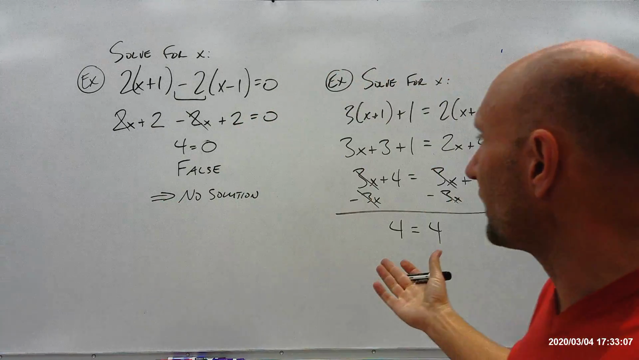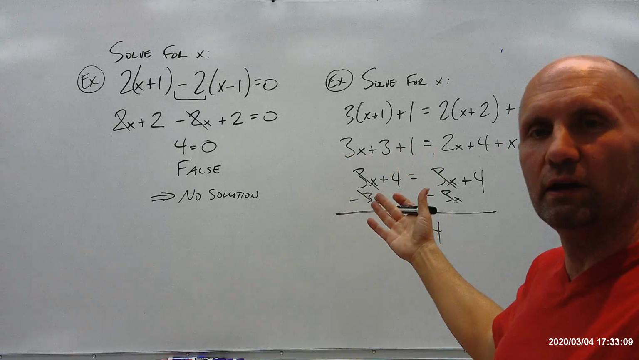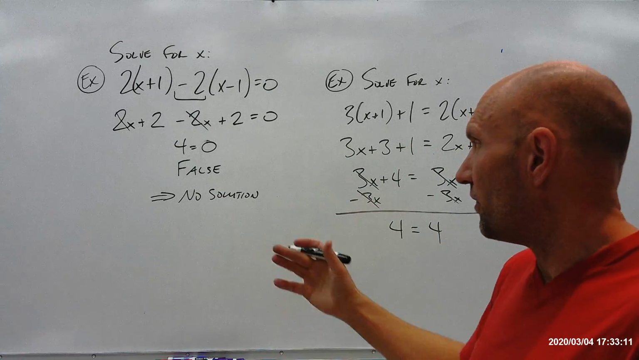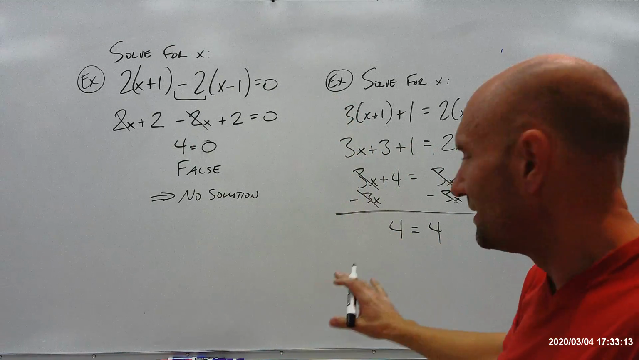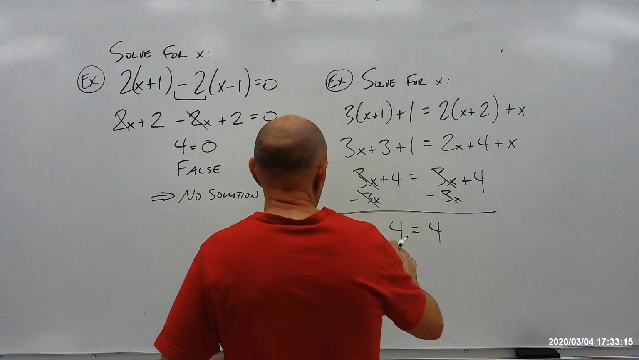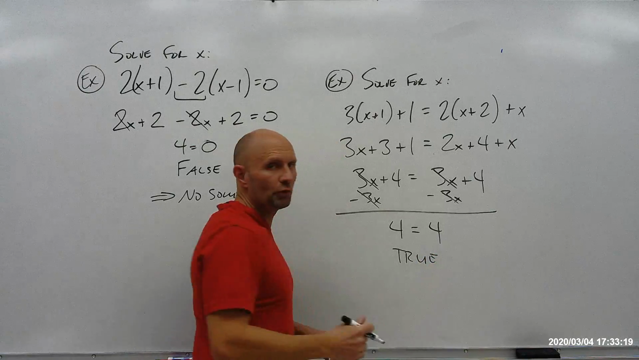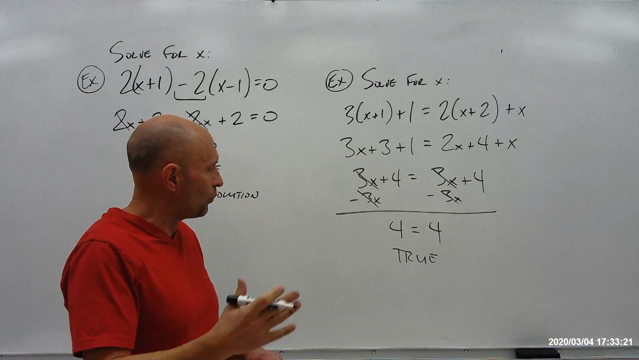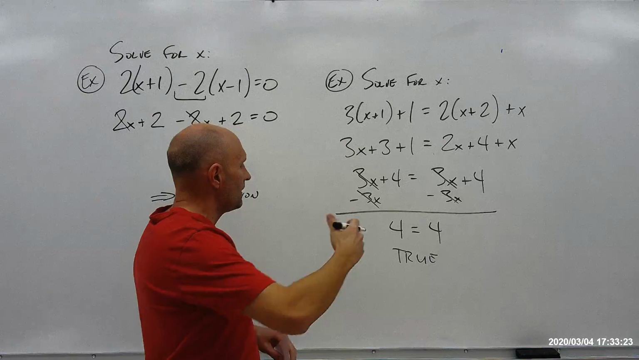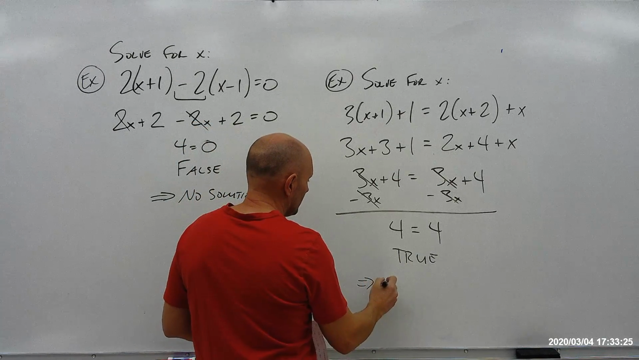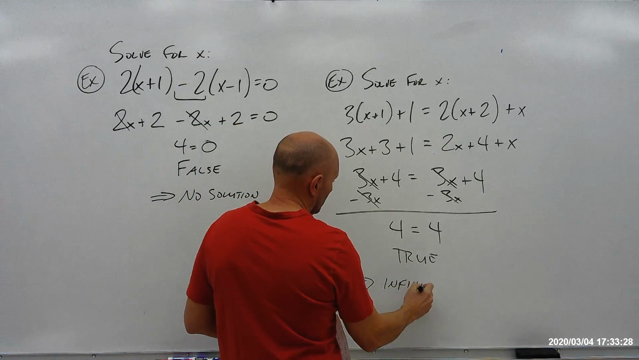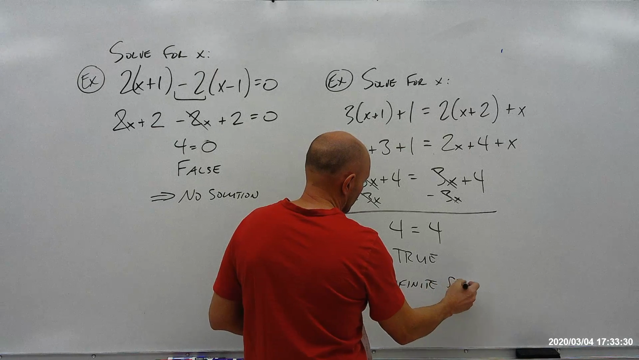So in the first example, we had what? 4 is equal to 0. That's false. Therefore, no solution. In this case, we end up with 4 equals 4, which is true. So we get to a point where we get a true statement. One side is equal to the other. This implies an infinite number of solutions.